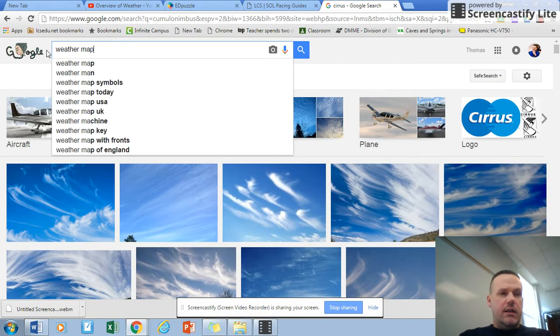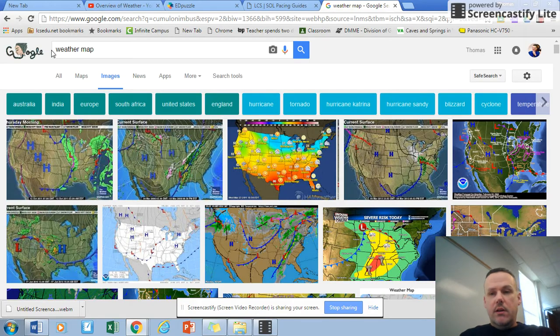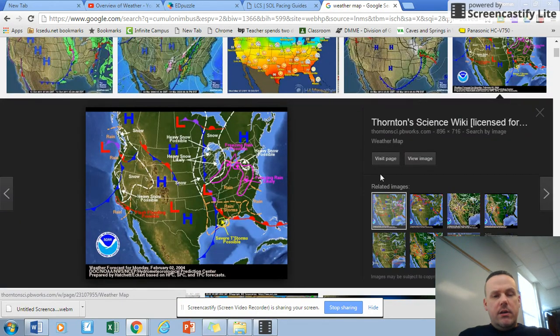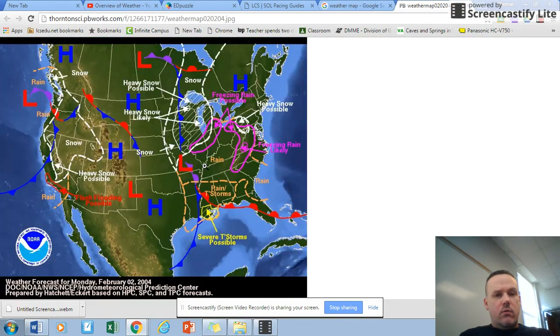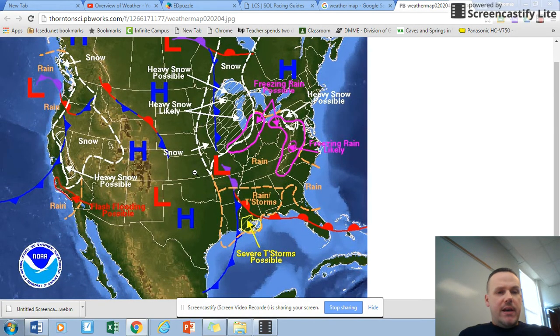Those are some things that they can ask you about weather maps. I like this one. This picture shows quite a bit of things going on. I'll magnify it some for you. You have cold fronts, warm fronts, stationary fronts, and occluded fronts pictured on this weather map.